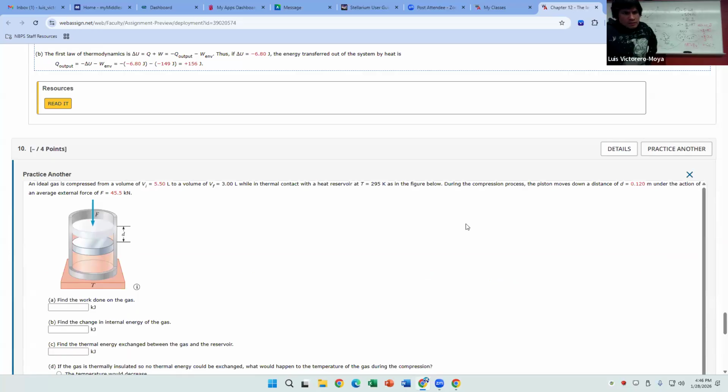An ideal gas is compressed from this volume to this volume while in thermal contact with a heat reservoir at T. During the compression, the piston moves down a distance. They give you the force so you can find the work. Find the work done on the gas. That should be force times distance. Find the change in internal energy. And find the thermal energy exchange between the gas and the reservoir.